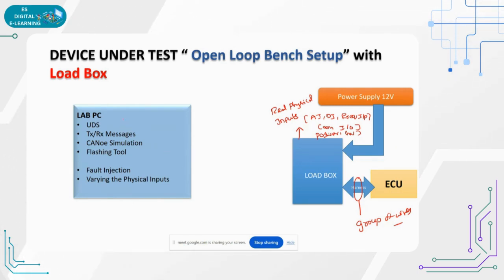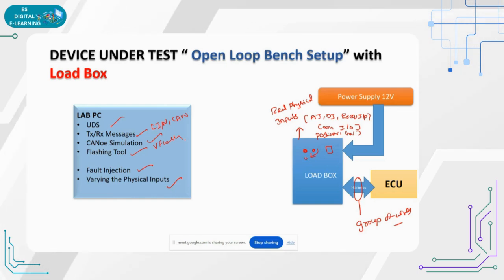And next, the same thing we need to monitor on the lab PC. Here we do the UDS, TX and RX messages of LIN and CAN, and CANoe simulation and flashing tool. We have a flash tool for flashing the software, and additionally we do fault injection, and we are able to vary the physical inputs of the analog inputs and the digital switches with the help of the load box. And moreover, we can induce the fault.